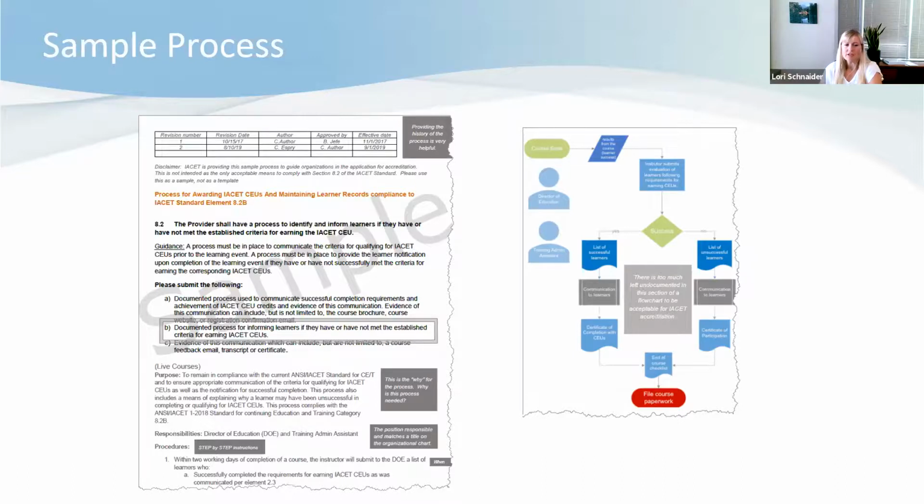For IACET accreditation, the process document must contain the procedural level of detail. By documenting the processes in the manner required by the IACET accreditation, the organization is safeguarding its expertise in instructional design and delivery. Here is an example of a documented process.